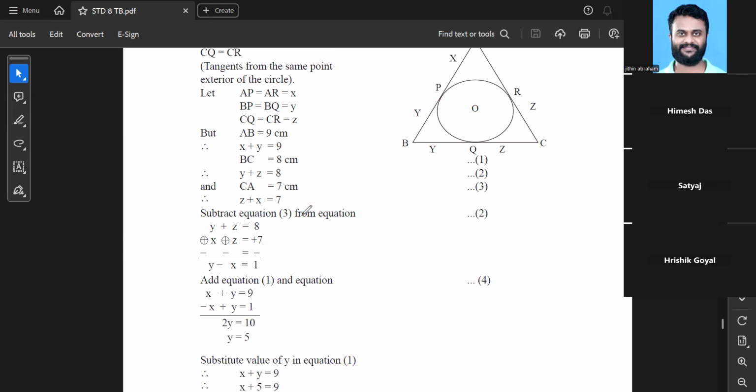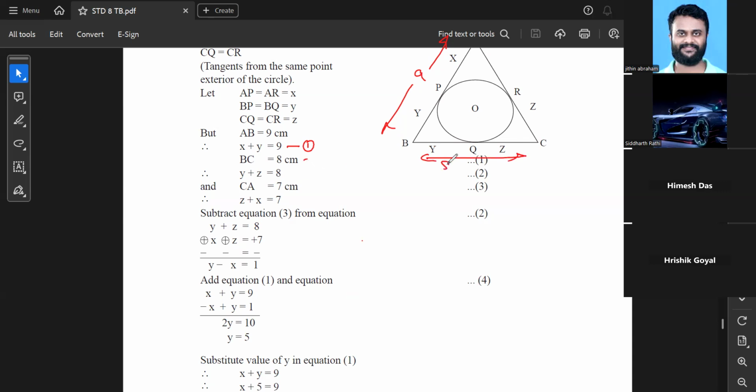Now they have said that AB is total 9, which means x and y का दोनों का addition is 9. Therefore, I get this first equation. Do you agree with me? Similarly, BC, they have said it is 8. Hence, y plus z will be equal to 8. Hence, the second equation. Similarly, CA, they have said it is 7. Hence, in this case, x plus z is equal to 7. That is my third equation.